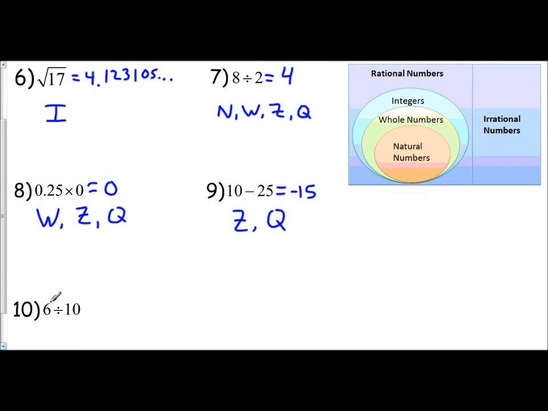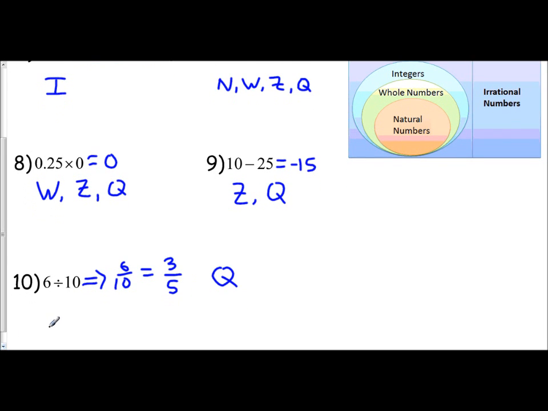Now the fun one is 6 divided by 10. Let's first change this into a fraction of 6/10, which gives us 3/5. 3/5 fits only in the rational set of the real numbers. You could even use 6 divided by 10 in your calculator and see that it is the decimal 0.6. It's a decimal that terminates, it stops, and so therefore it fits in the rational number subset.